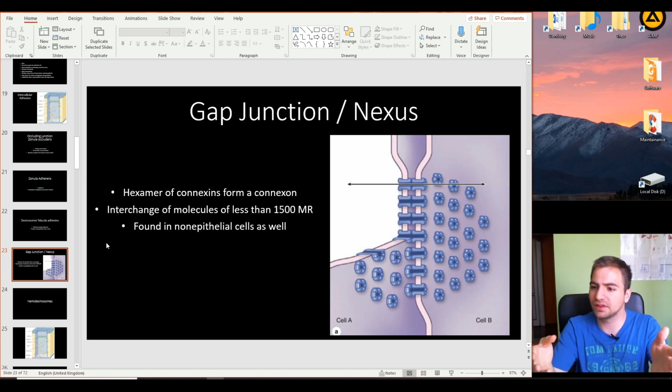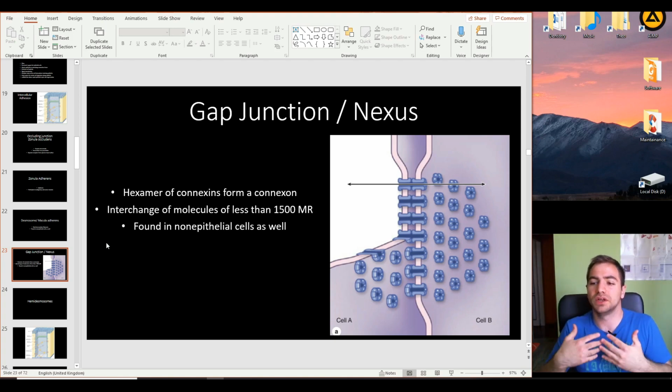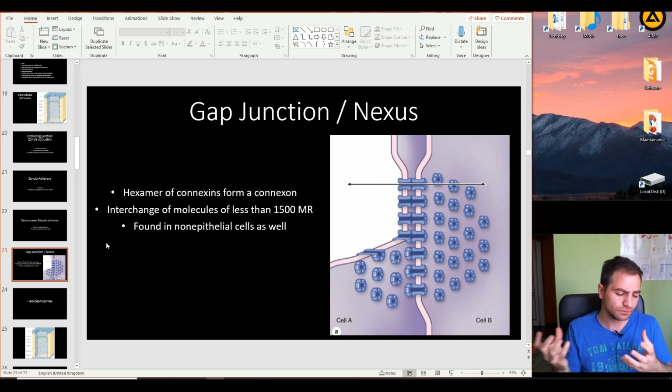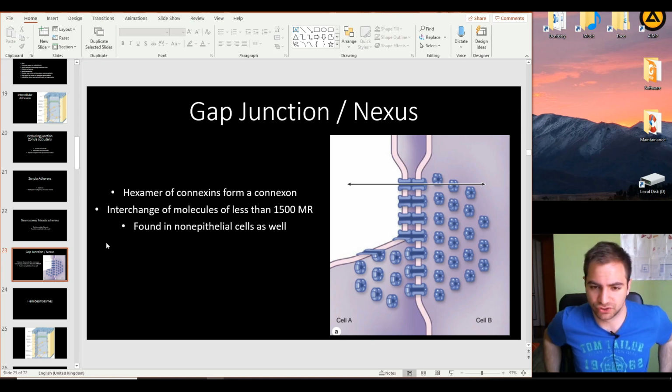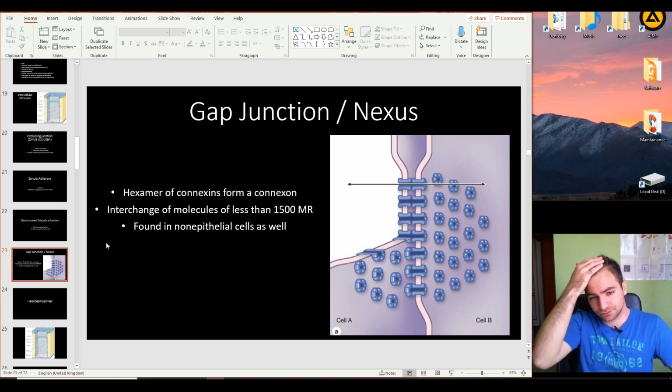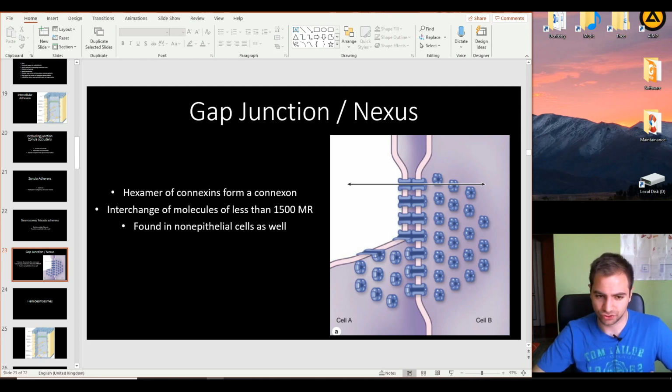In the case of epithelia, of course, it plays a different role. It plays again the role of ion movement, but it is not of major importance. Of course, it's also important, but less so than when it comes to cardiac function cells. So this is the point of the gap junction.